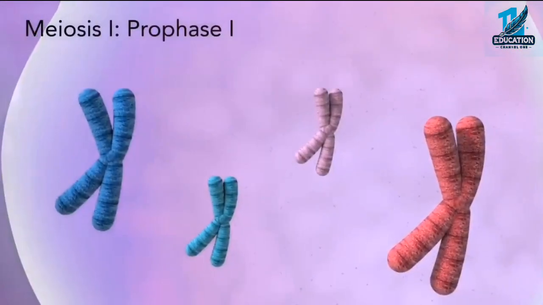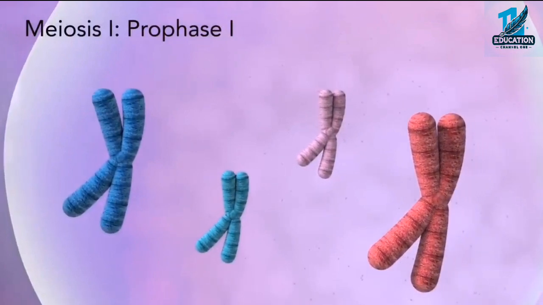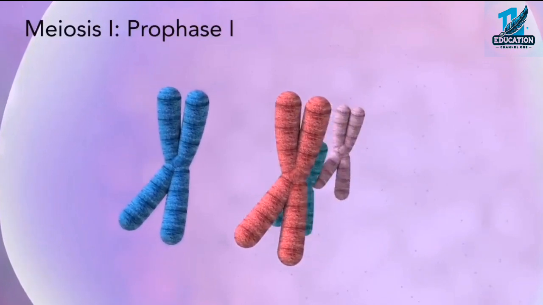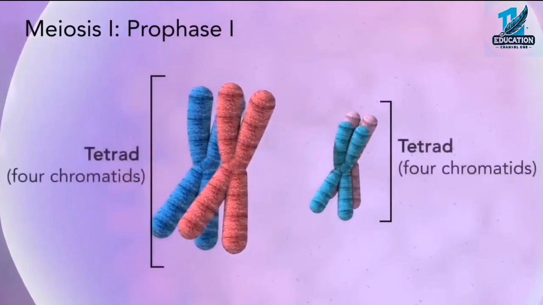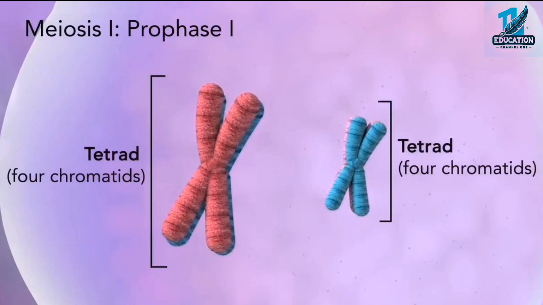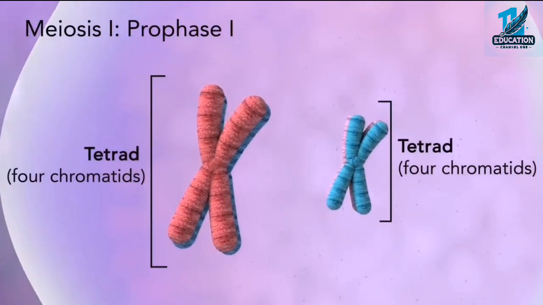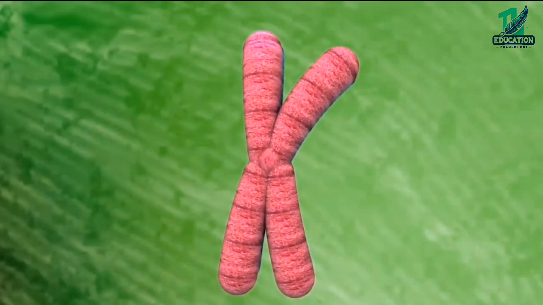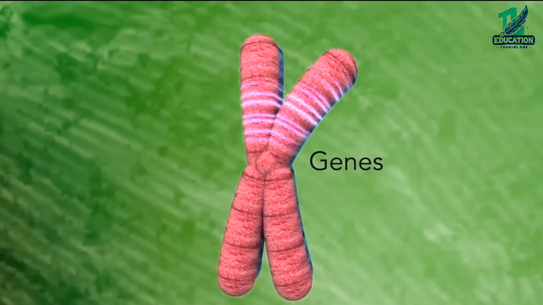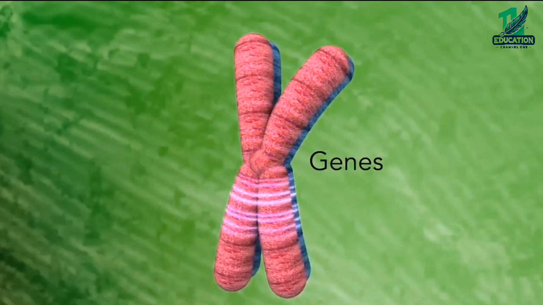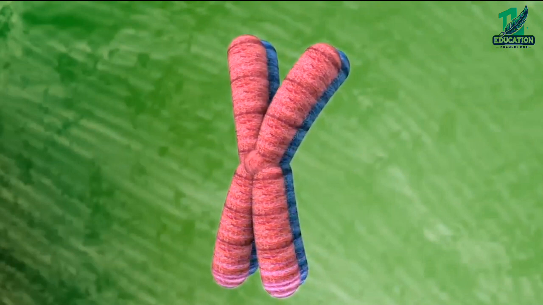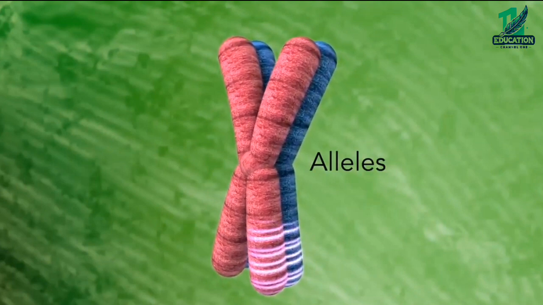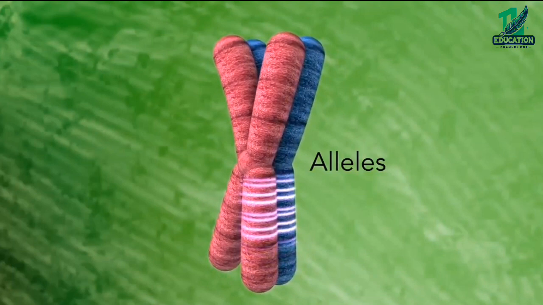In a process called synapsis, each chromosome pairs up with and binds to its corresponding homologous chromosome, forming a tetrad. A tetrad is the group of four sister chromatids in paired homologous chromosomes. The chromosomes contain genetic information called genes. These genes were inherited from each parent, and different versions of the same gene on each chromosome are called alleles.